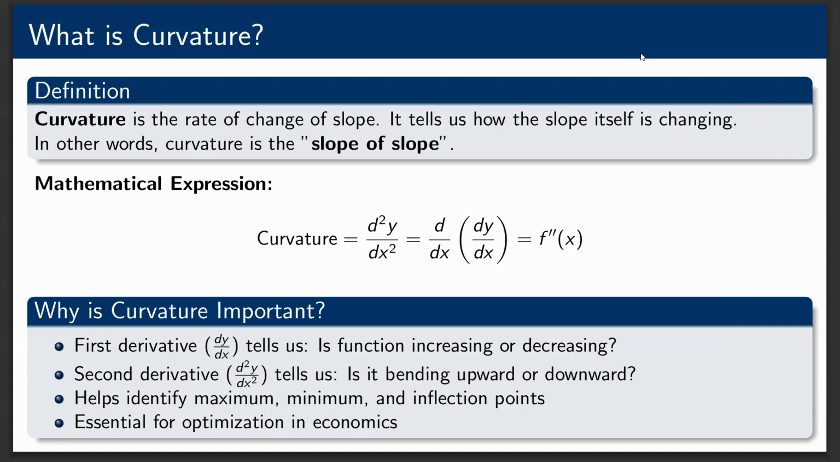As you know, slope is the first order derivative. If curvature is the slope of the slope, that means we again take the derivative of the first order derivative. That will be the second order derivative of the function.